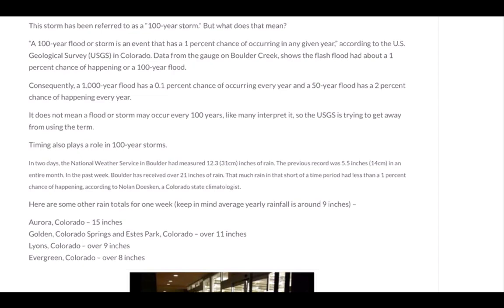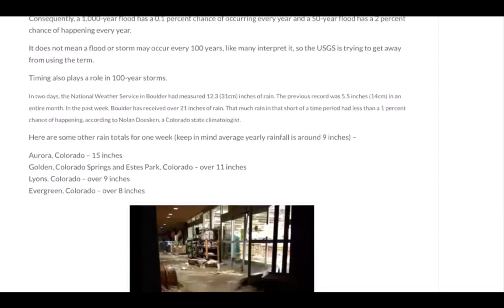I'm going to get to that, but I wanted to share some more statistics at the bottom here, where it's talking about how much rain was received. So it says here are some rain totals for 1 week. Keep in mind, average yearly rainfall is around 9 inches, so again, average yearly total. So it's 9 inches per year. It says Aurora, Colorado received 15 inches of rain in 1 week.